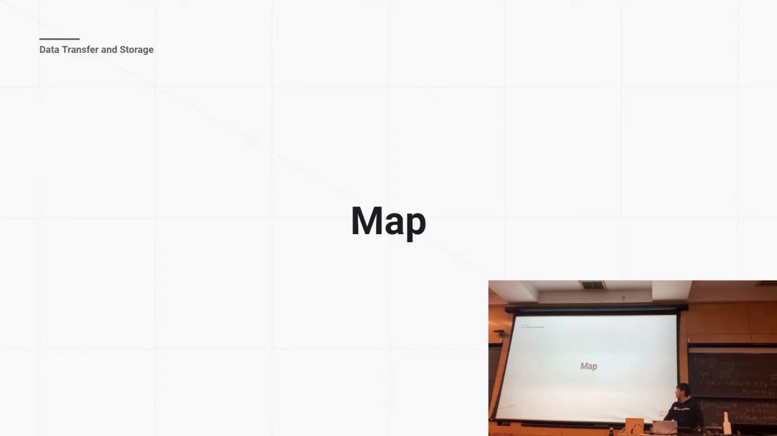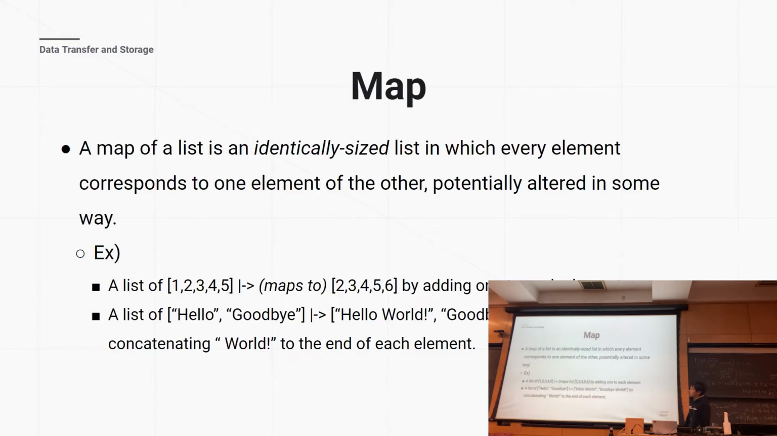So first, map. What is map? Well, the idea of a map is that, say I have a list, I can create a mapped version of that list by taking every element in my original list and doing something to it, and then putting it in my other list. For example, I could map 1, 2, 3, 4, 5 to 2, 3, 4, 5, 6 by taking each element and adding 1 to it. So I take the element 1, add 1, put it in my new list, and keep doing that until I have my new list after I've iterated on every single element.